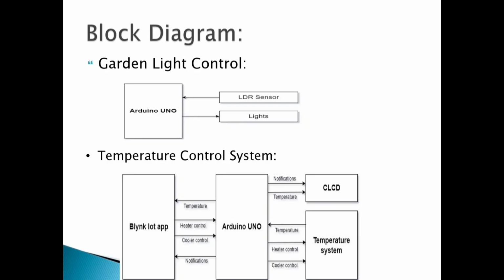Temperature control system. In temperature system, there are three parts. They are temperature sensor, heater and cooler controller. We are controlling the heater and cooler by using the Blynk IoT app, and the temperature will be displayed on the CLCD. Here, when the heater is on and the temperature exceeds 35 degrees centigrade, that is human body temperature, then it is automatically turned off and the notification will pop up on both Blynk app and CLCD.